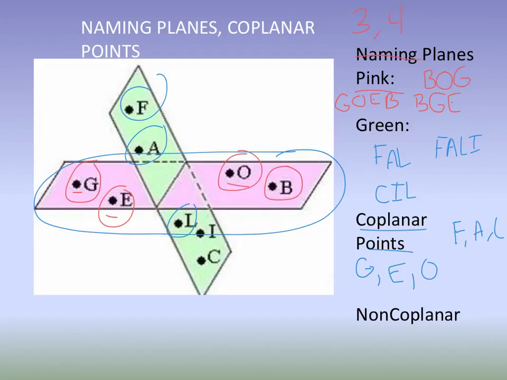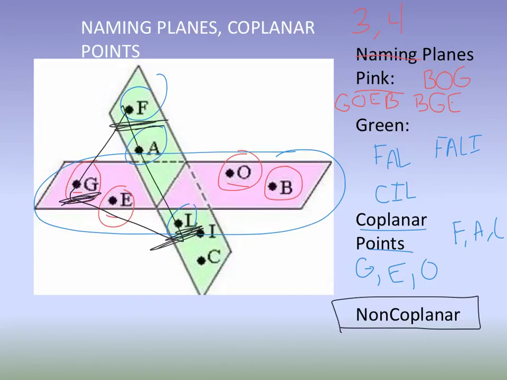Non-coplanar points are points that are not on the same plane. So F, G, and L are not all on the same plane. I know that F and L are on the green plane, but since G is included, G is non-coplanar with there. Actually, if I connect F, G, and L, I can make a new plane. Technically, I'm going to need a 4th point to be non-coplanar.